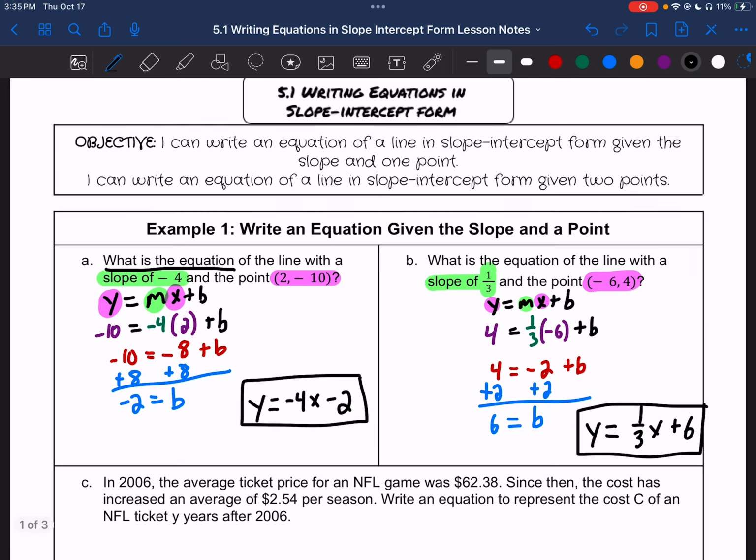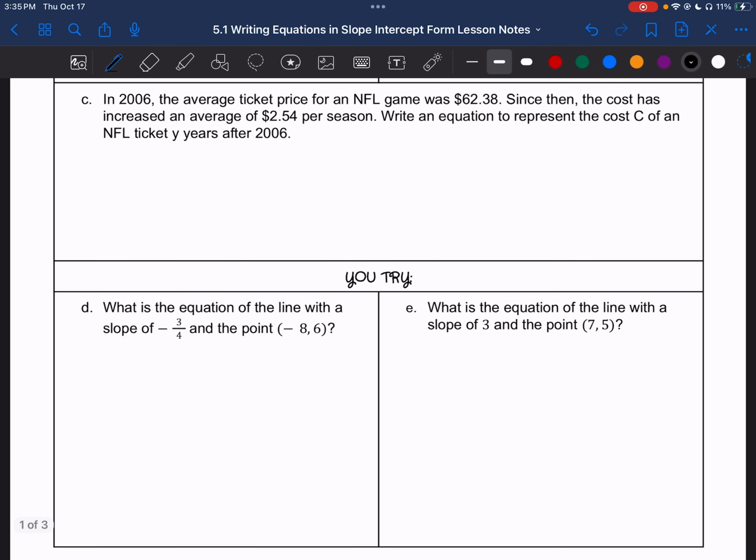All right, let's take a look at letter C. Letter C is a little bit more like what we've done in the past couple of days. In 2006, the average ticket price for an NFL game was $62.38. Since then, the cost has increased an average of $2.54 per season. Write an equation that represents the cost C of an NFL ticket Y years after 2006. So, in this case, though, we're starting off with the fact that we've got a couple different things going on here. Well, first, we've got our increasing ticket price is $2.54.